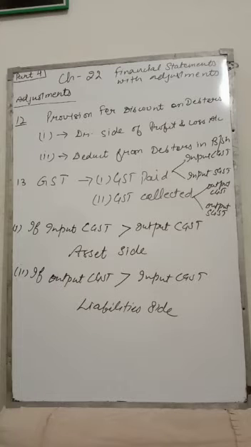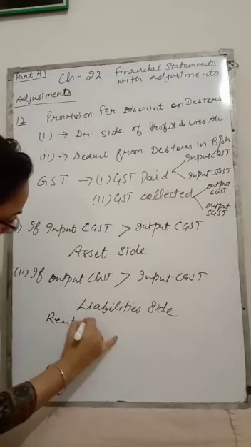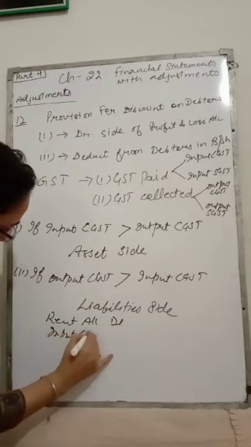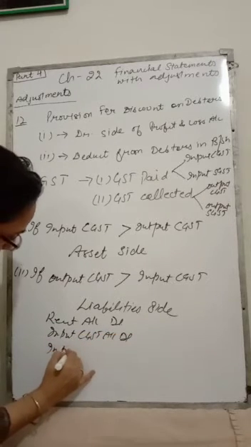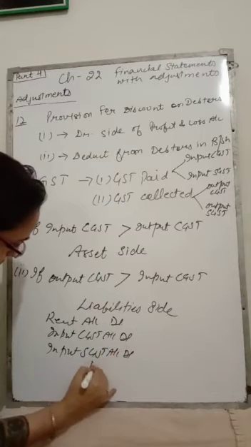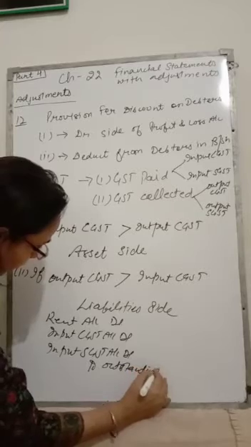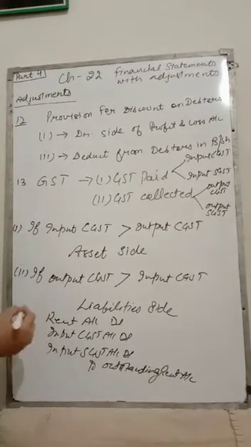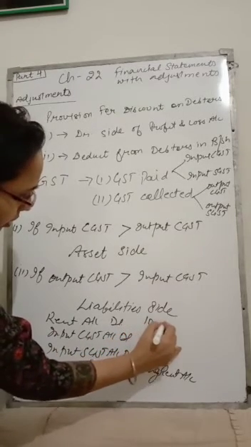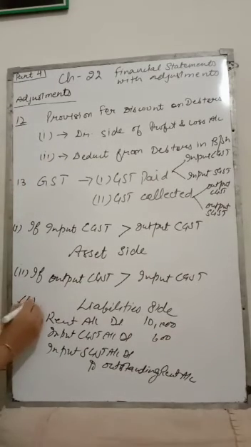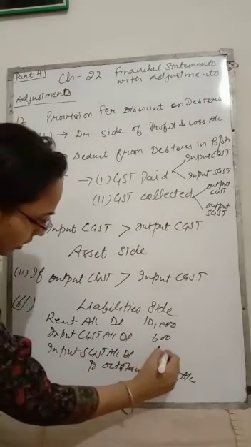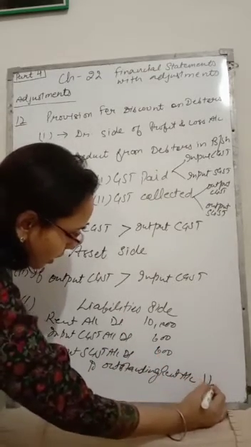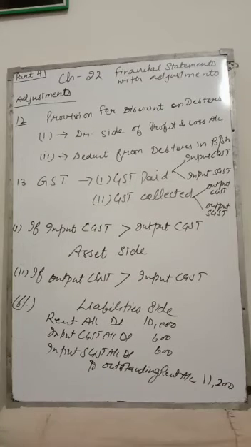But because GST is also involved in this adjustment, the entry will be: rent account debit, input CGST account debit, input SGST account debit, to outstanding rent. So rent 10,000, 600 each, because 6% is the rate of GST given in your question, and the total will be 11,200. That entry we will pass.